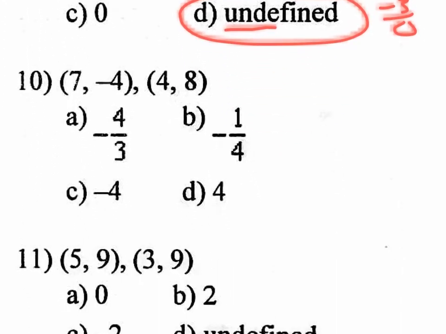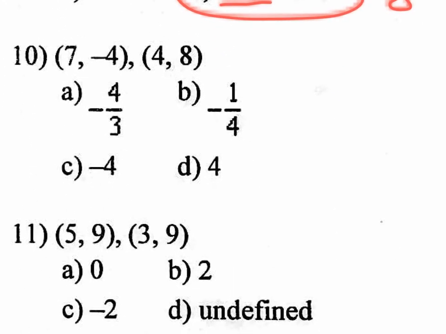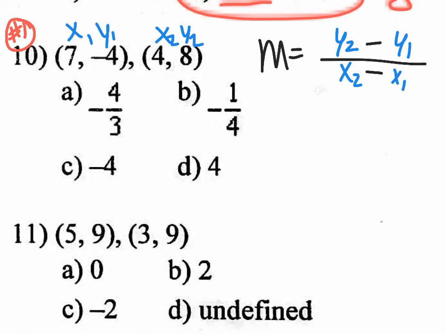Number 10, same deal. Slope formula. By the way, number 10 on version A is number 1 on version B. So again, let's use the slope formula and plug in the appropriate values. So y2 is 8, y1 is negative 4, x2 is 4, x1 is 7.